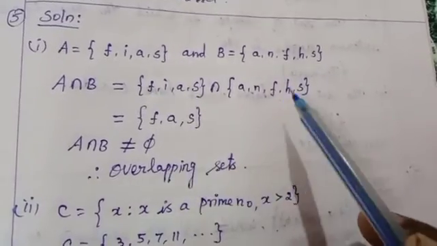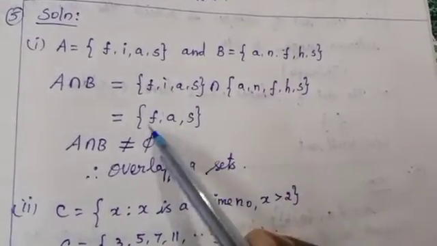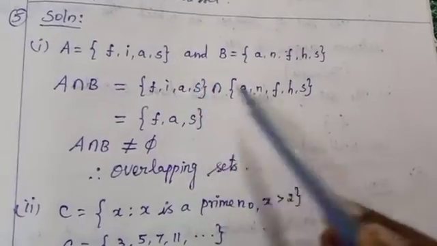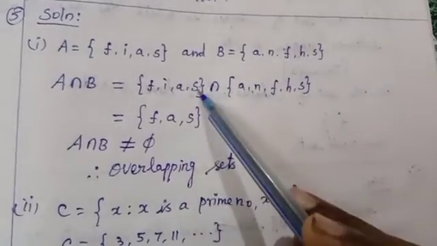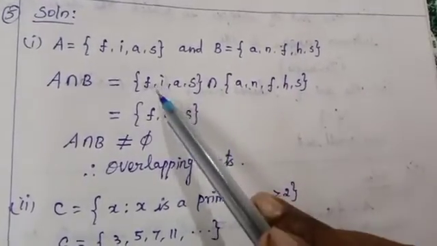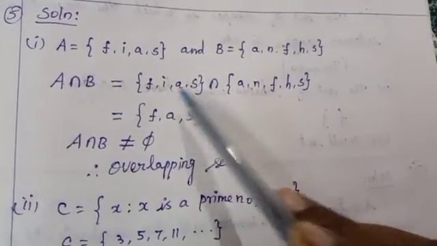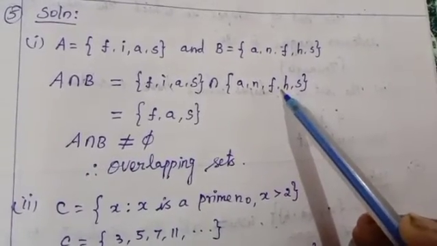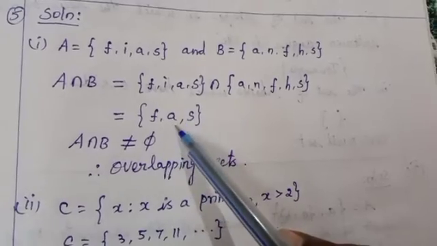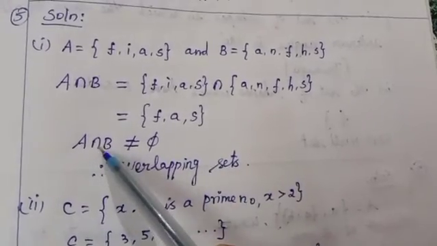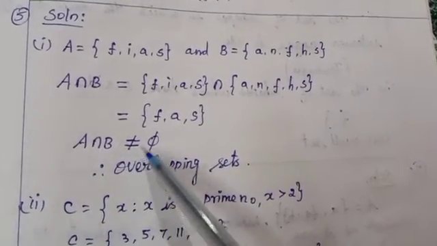F here and here. Commonly it is there. So take and write F. Then A. A. Take and write S. S, for I lies in the set A, not in set B, so it is not common. So F, A, S. So A intersection B not equal to empty set.